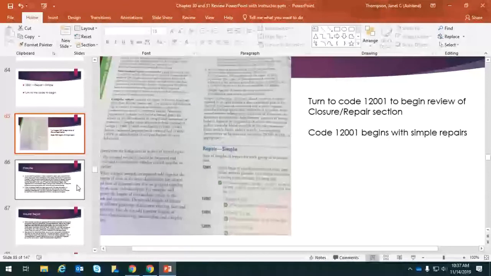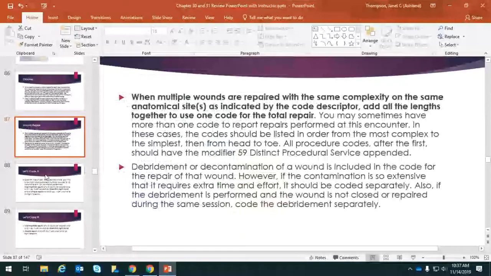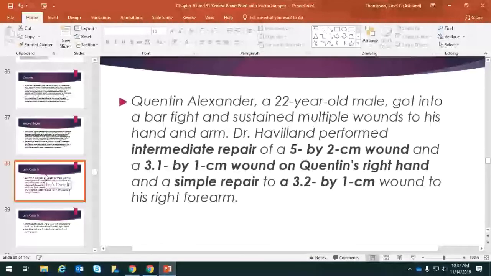Let's see. Let's code it. All right, Quentin got into a bar fight. He has wounds on his hand and arm. The doctor performed an intermediate repair of a 5 by 2 centimeter wound and a 3 by 1 centimeter wound on Quentin's right hand, and a simple repair to a 3.2 by 1 centimeter wound on his right forearm. So we've got 2 intermediate repairs on the right hand and 1 simple repair on the forearm. The repairs needed for the hand are both on the same location and both intermediate, so we can add these together.